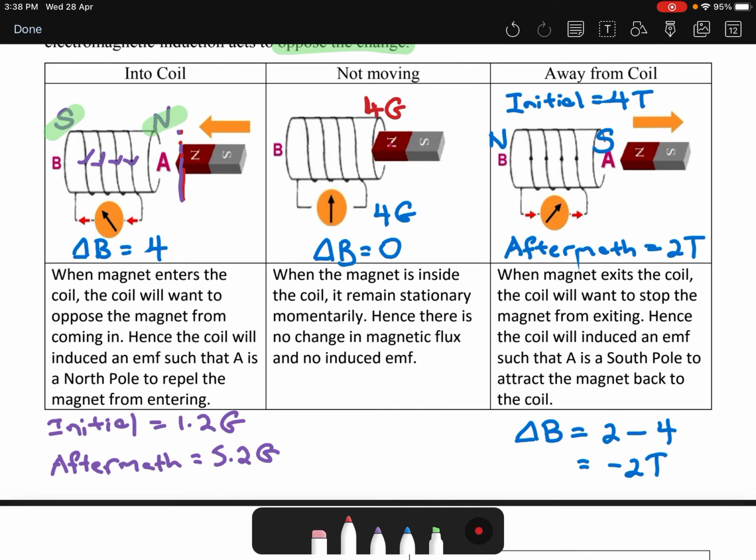So the induced EMF will flow in such a direction. Use your right hand grip rule, you notice that your thumb is pointing towards the left, right? So your point B will be north and point A will be south. That's how the coil will want to oppose the change. So this is linear, a straight line.